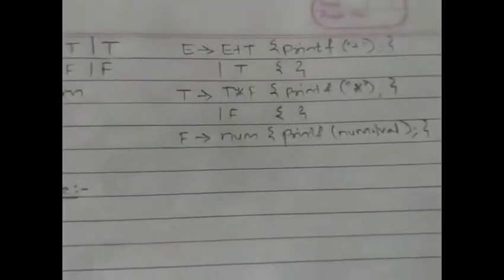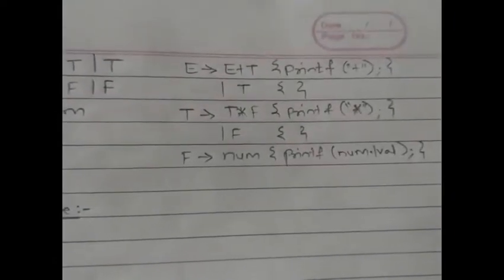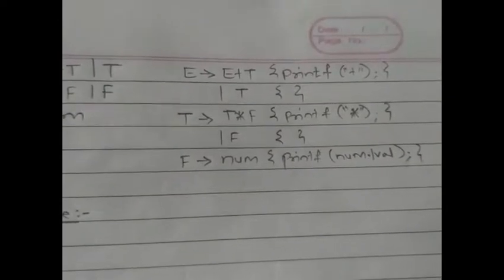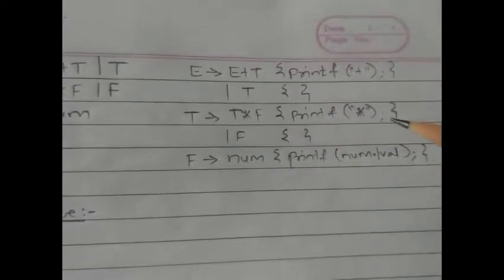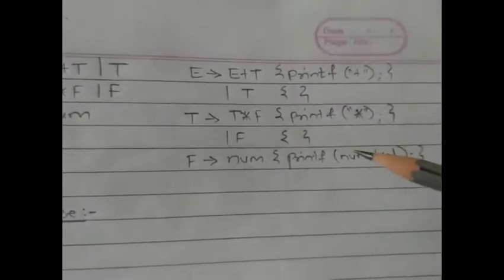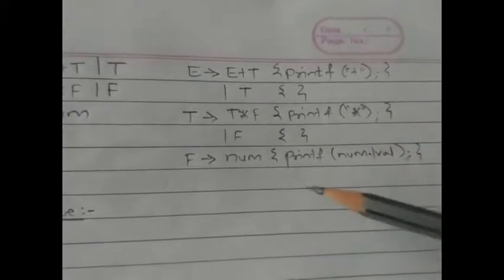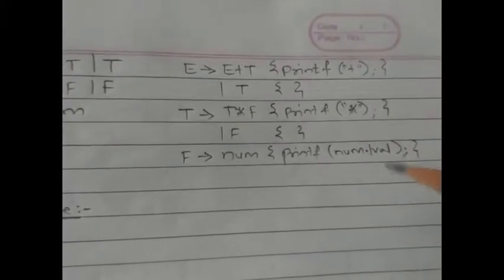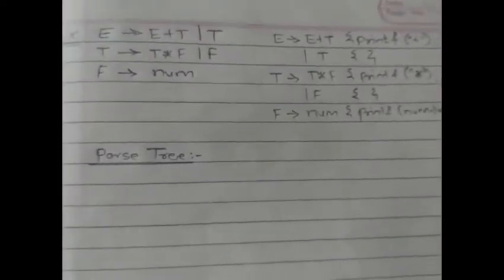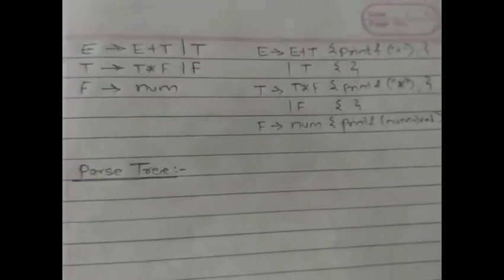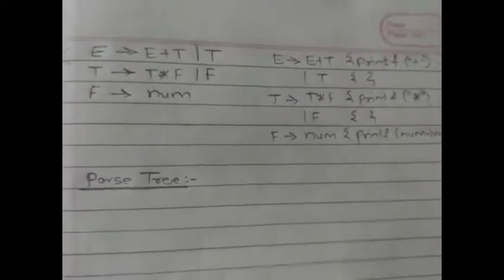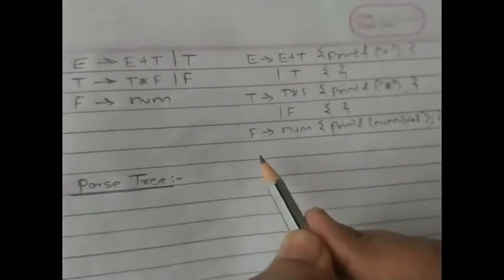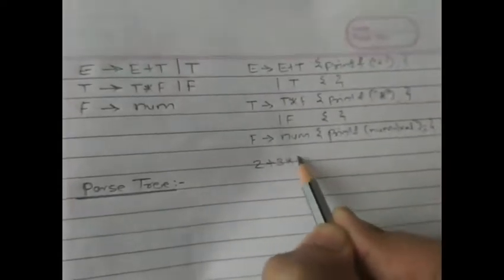You can see what semantic actions are given here. E derives E plus T, then the semantic action is printf plus. When E derives T, the semantic action is do nothing. When T derives T star F, the semantic action is printf star. When T derives F, do nothing, and when F derives num, the semantic action is printf num dot L value. First of all, we will see whether, using a top-down parser, the given SDT parses a string or not. Let us say the string given to you is 2 plus 3 multiplied by 4.